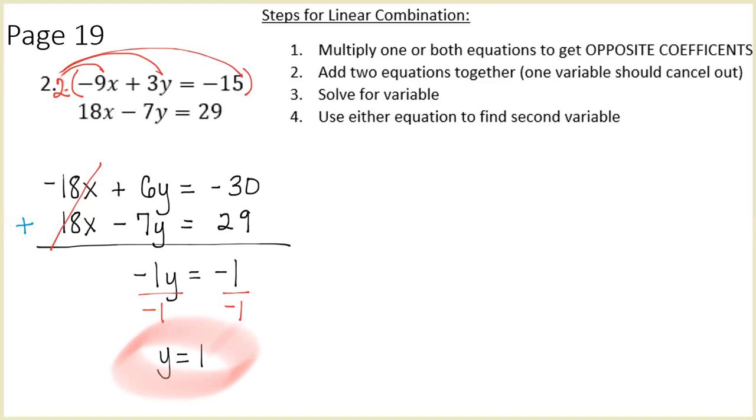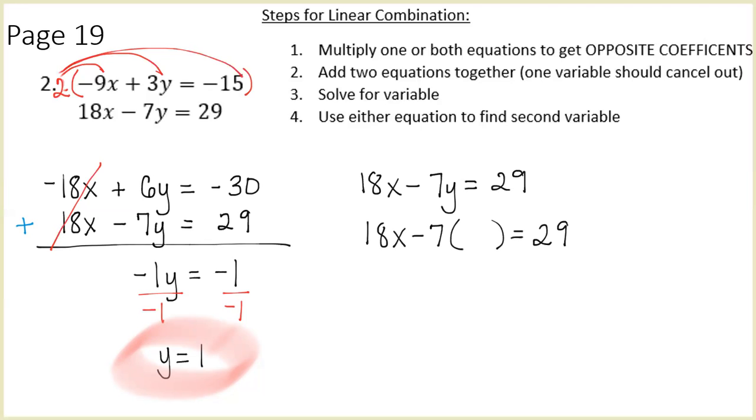Now, as far as finding x, there really isn't one equation that looks like it's easier than the other. So it doesn't matter which one we use per se to find x. I think I am going to go with the second one. So the second equation says 18x minus 7y equals 29. So 18x minus 7 times y, which we just figured out is 1. So let's go ahead and solve this equation for x.